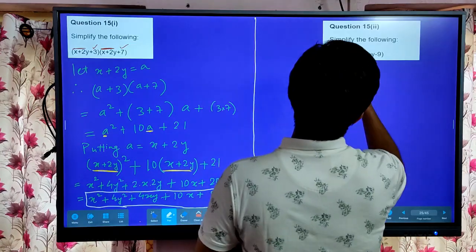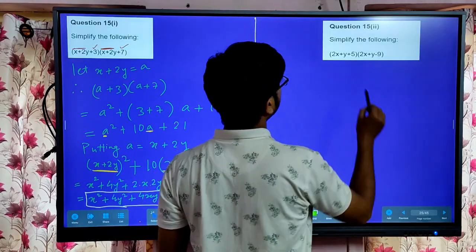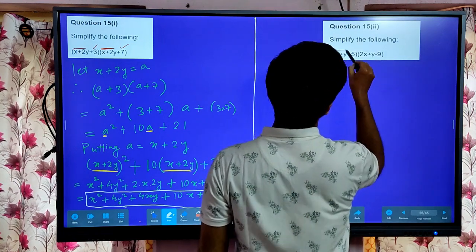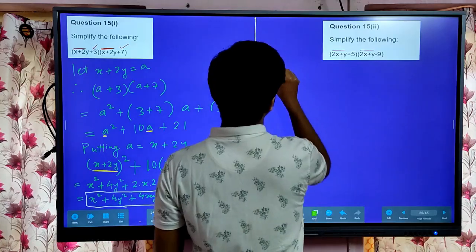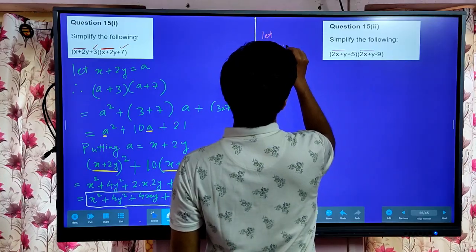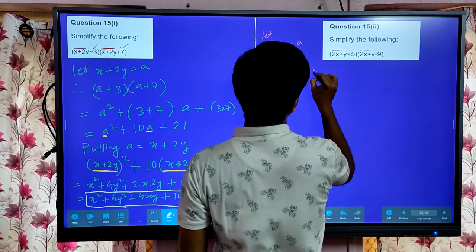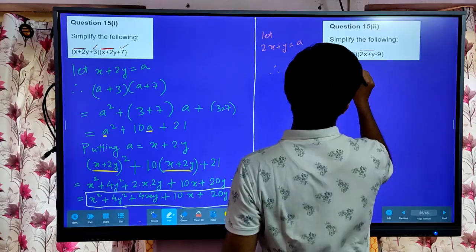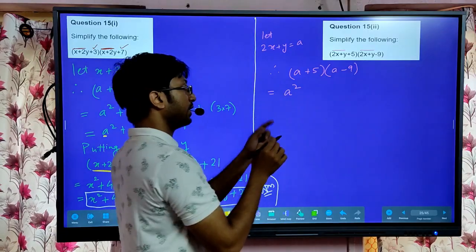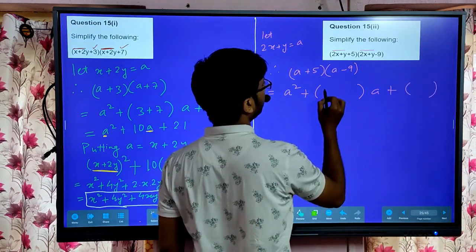See, again 2x plus y, 2x plus y, 2x plus y. So we are going to take 2x plus y as a, right? Let 2x plus y equal to a. Therefore the expression becomes a plus 5 multiplied by a minus 9. So again, in a similar fashion, we will multiply: a square whose coefficient is 1, plus something a, plus the product.